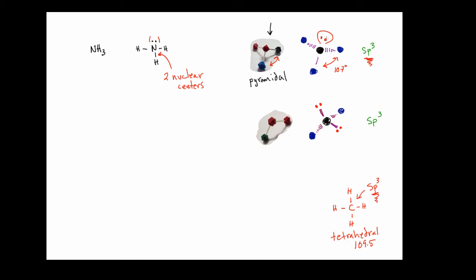So this unshared pair of electrons is going to spread out, and it causes bond compression on the bonds that are underneath them. So the bond angle between the respective hydrogens here does not remain at 109. It's actually less than 109.